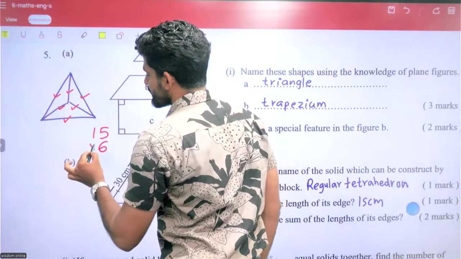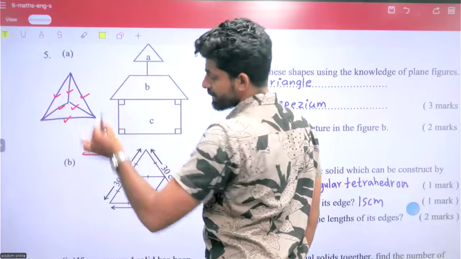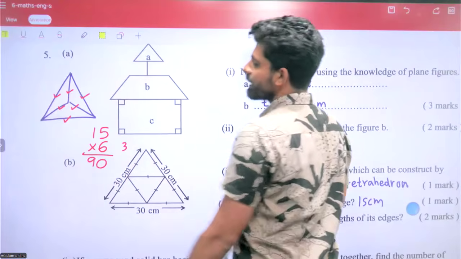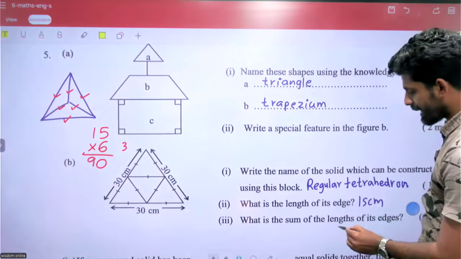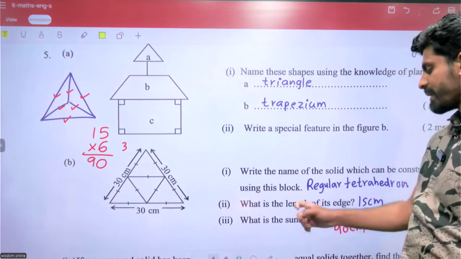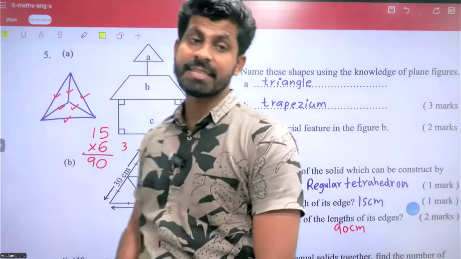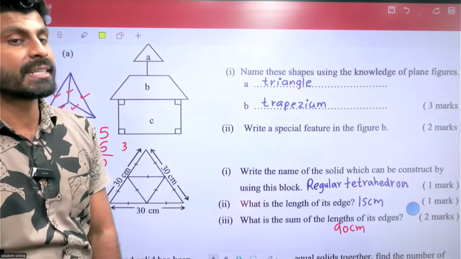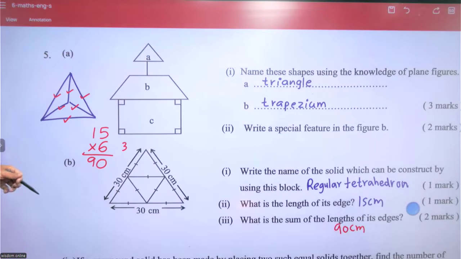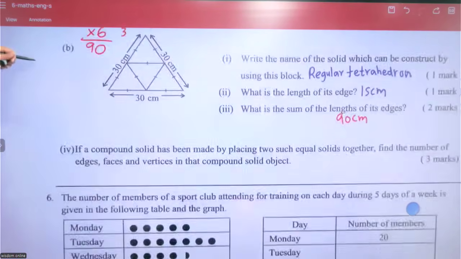15 times 6. 6 into 5, 30, remaining 3 and 9. So that means 90 centimeter. Right? What is the sum of the length of these edges? 90 centimeter is the sum of its edges. 30, 30, 30, 60. Right.